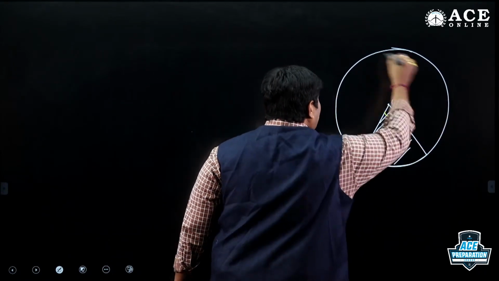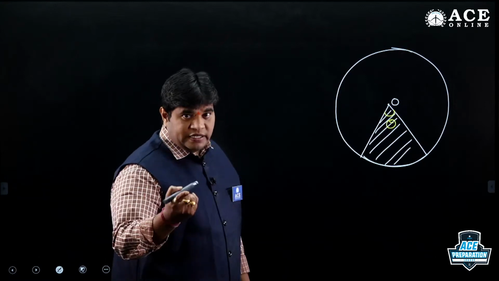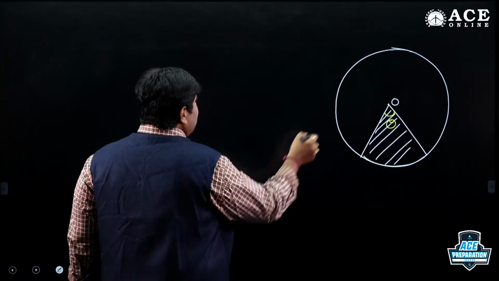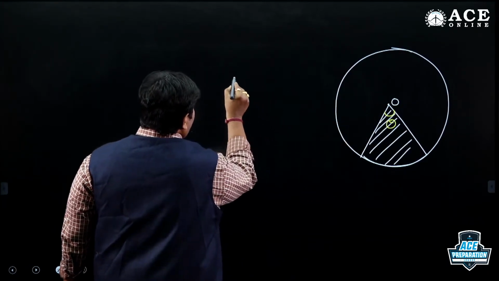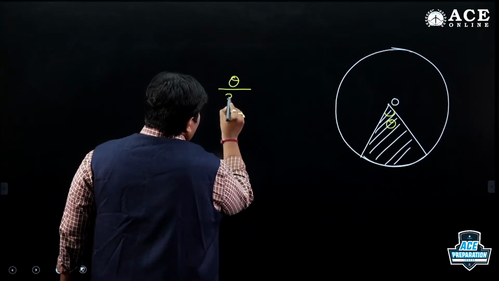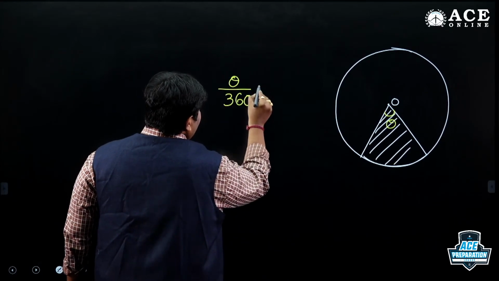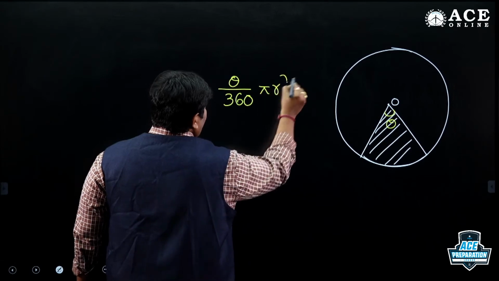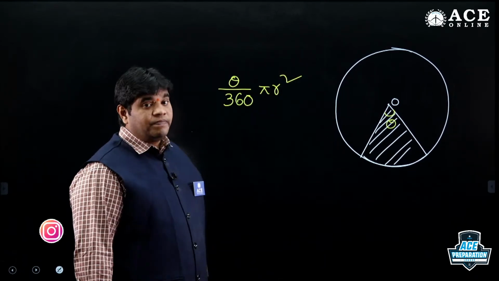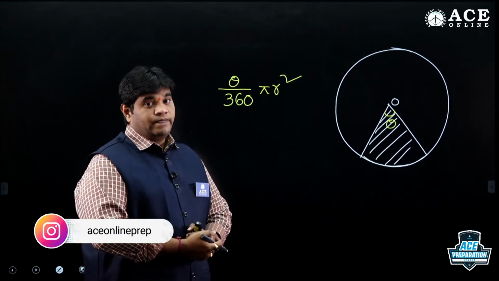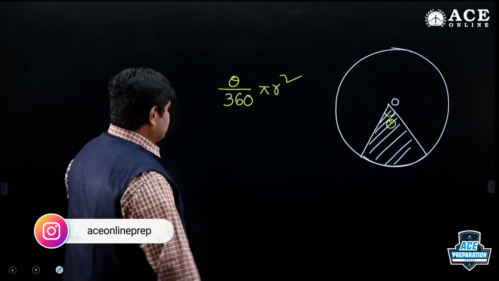What is this theta? The angle of a full circle is always equal to 360 degrees, you know. So out of the 360, this theta value: theta by 360. Area of the circle is pi r square. So theta by 360 into pi r square. That is the logic, friends. Okay, next.